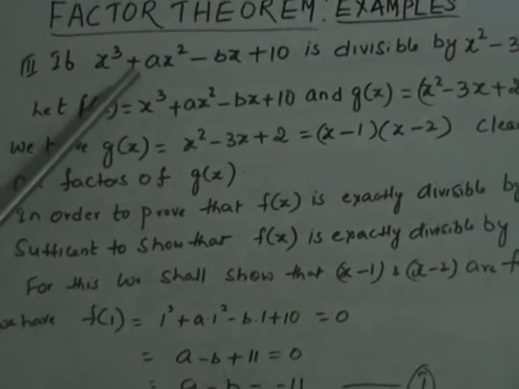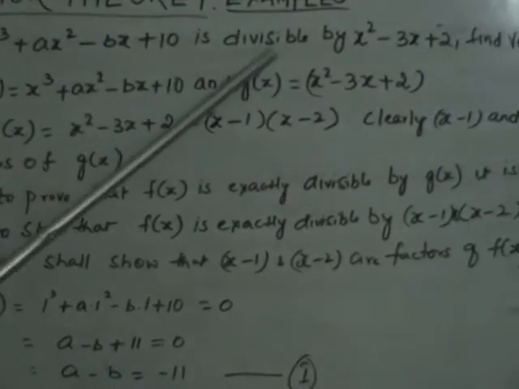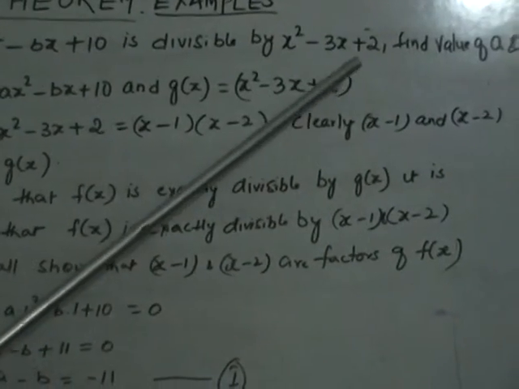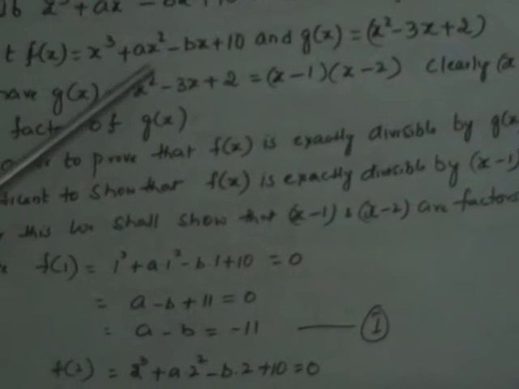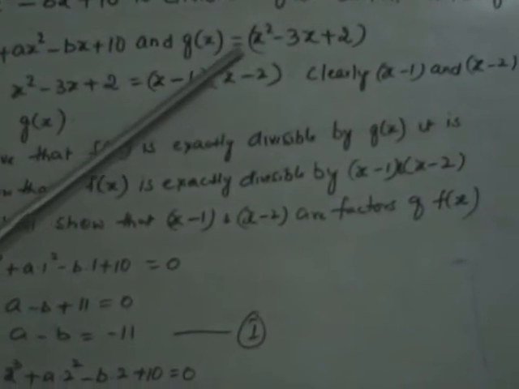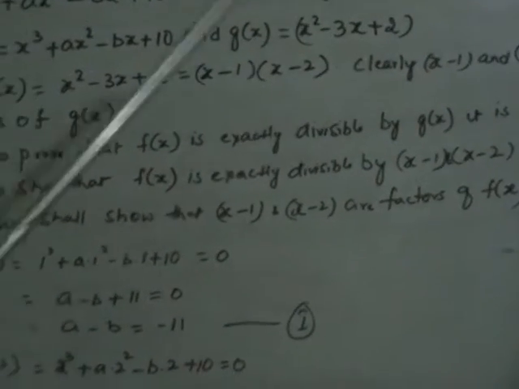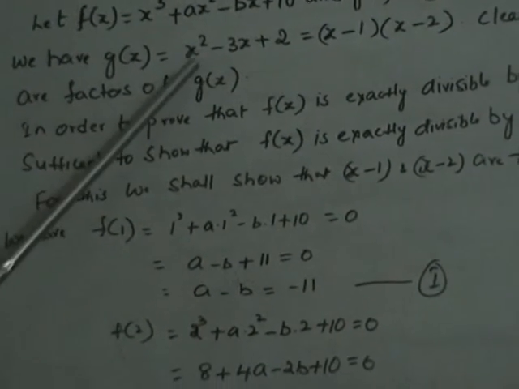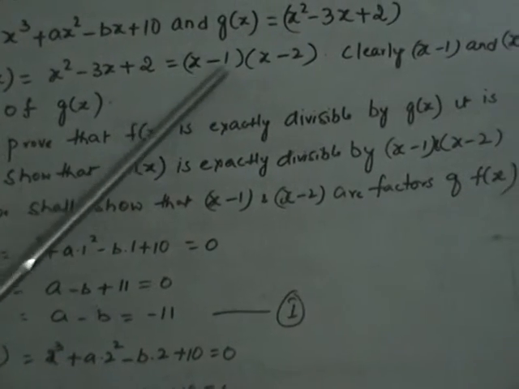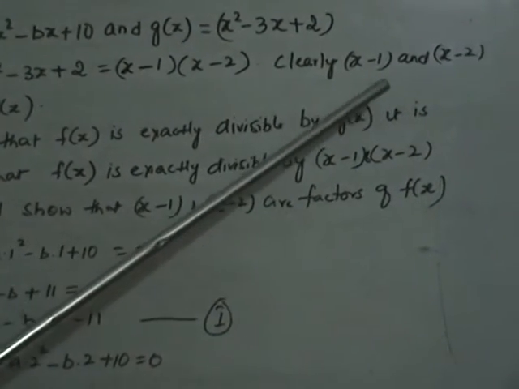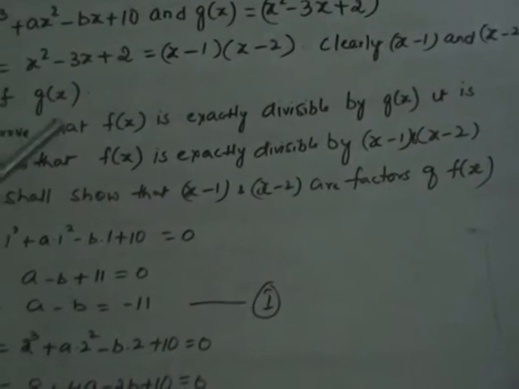Example 3. If x cube plus ax square minus bx plus 10 is divisible by x square minus 3x plus 2, find the value of a and b. Let f of x be x cube plus ax square minus bx plus 10 and g of x be x square minus 3x plus 2. We have g of x is equal to x square minus 3x plus 2, that is on factorization we get x minus 1 and x minus 2. Clearly x minus 1 and x minus 2 are the factors of g of x.